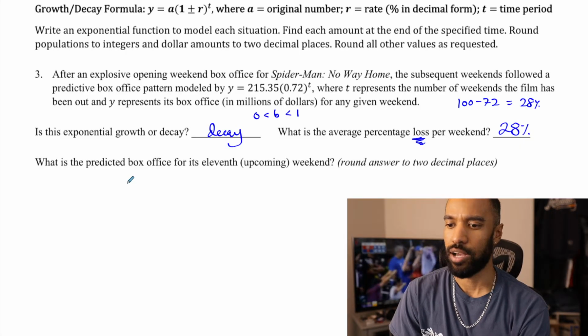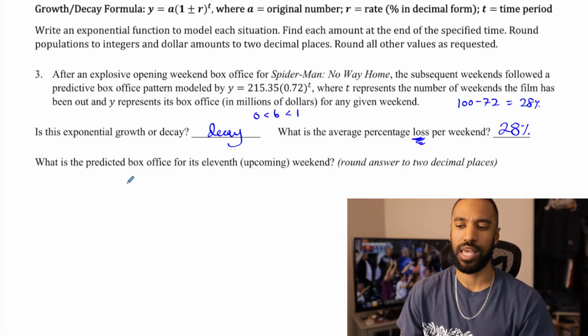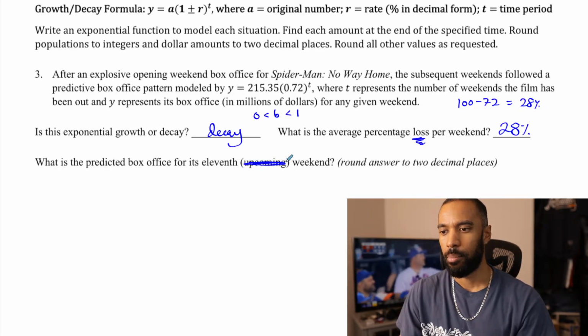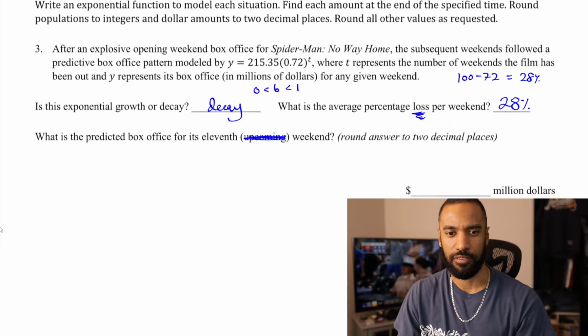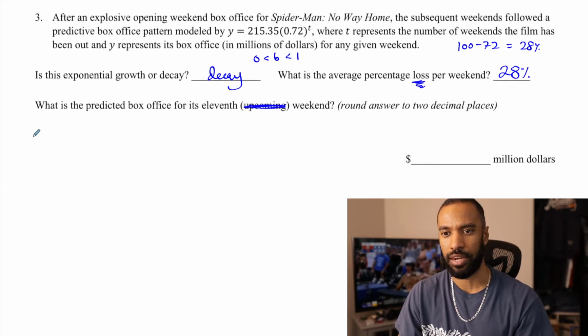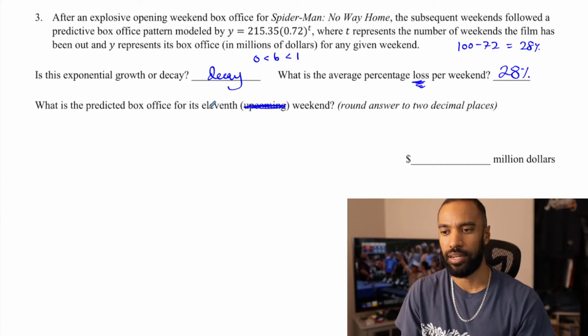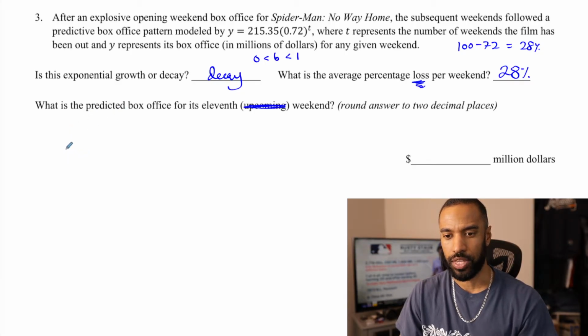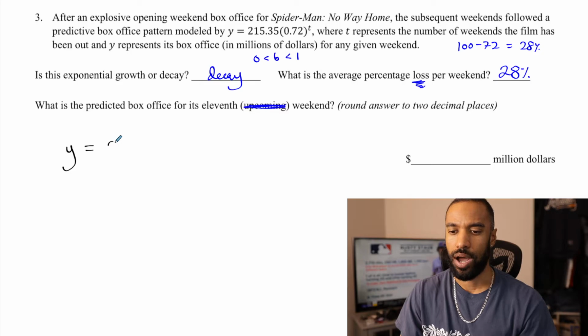What's the predicted box office for its 11th weekend? This was at the time when I delivered this review or this test to my kiddos. It's no longer upcoming. But for the 11th weekend, what's the predicted box office? Not including something like Martin Luther King weekend or where something else happens like that, just the normal one. And it actually got really close to the actual prediction, within like $10,000. But y equals 215.35 times 0.72.